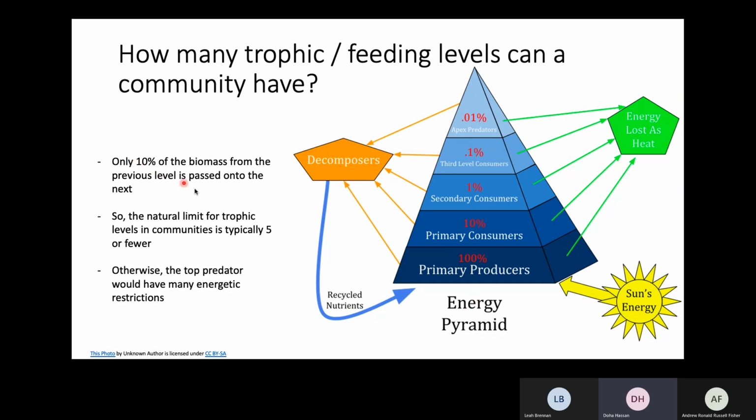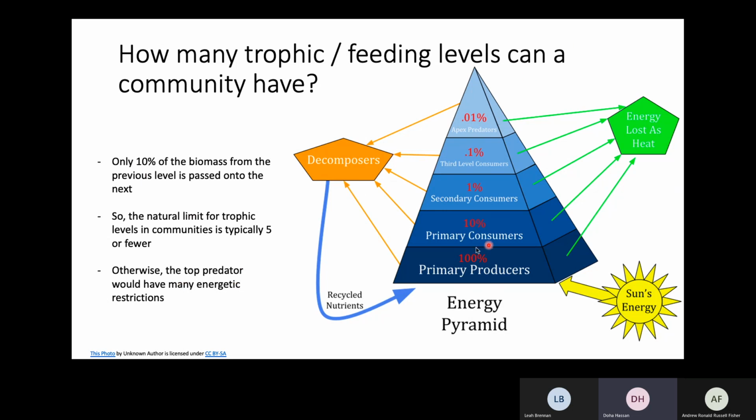But yeah, the point is only 10% of the biomass from the previous level is passed on to the next level. So there is a natural limit for trophic levels and how many you can have in a community, and that's usually 5 or fewer. Typically it is fewer than 5, but in this example it does show you 5. Otherwise, the top predator would have many energetic restrictions.